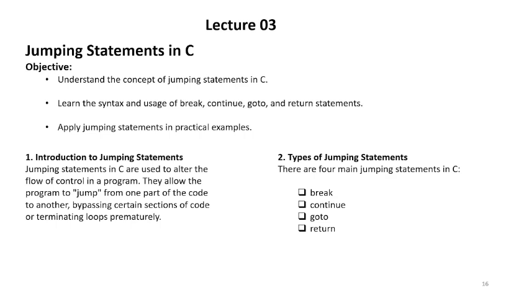So first let's discuss what a jumping statement is. Basically, what is written here is that jumping statements in C are used to alter the flow of control in a program. They allow the program to jump from one part of the code to another part, bypassing certain sections of the code or terminating loops prematurely. What does it mean?